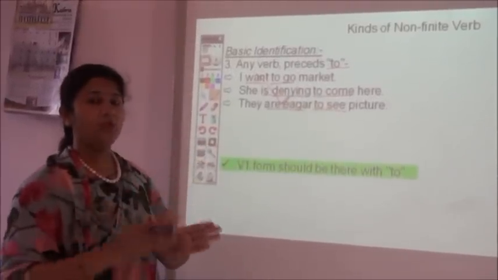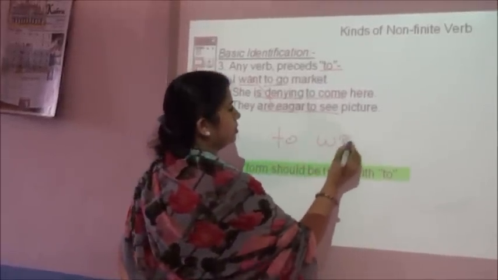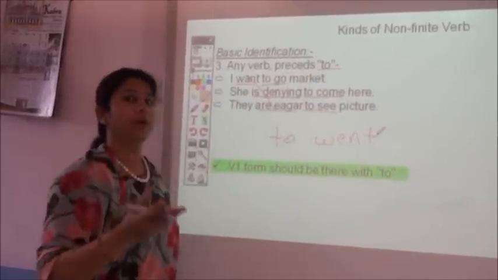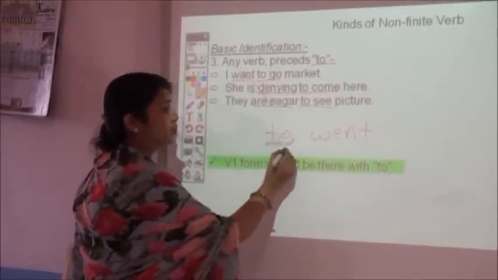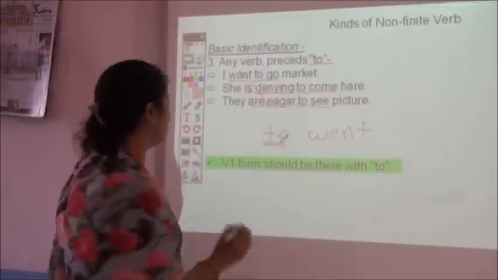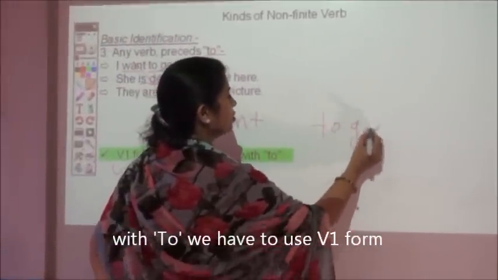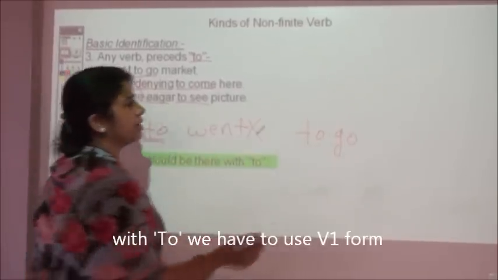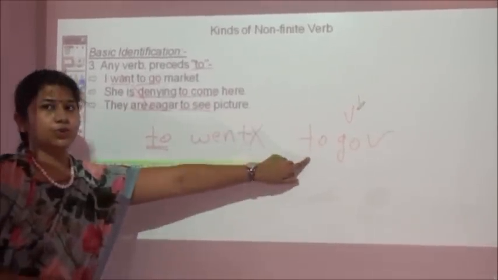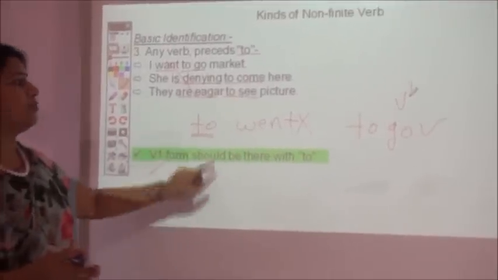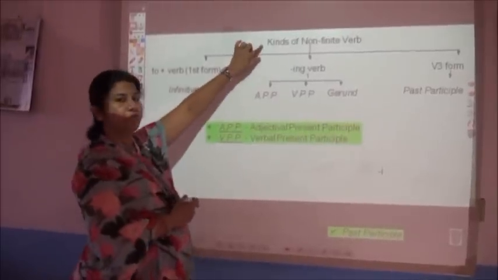Now, a very important thing: what do people do? People write to went, or to going, or to gone. Always with to, you need to write which form of the verb? The first form of the verb. That means you should write to go. Writing to went or to going is wrong. Always write the first form of the verb with to. Okay. Now which kind of non-finite verb is this? We'll discuss afterwards.